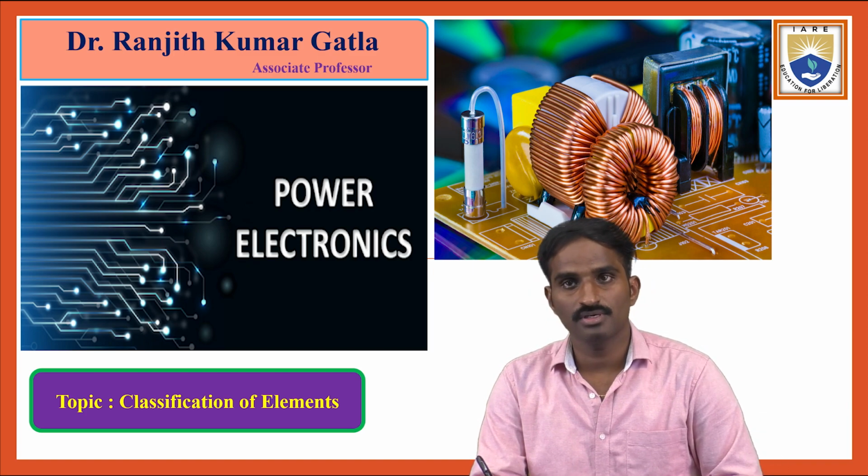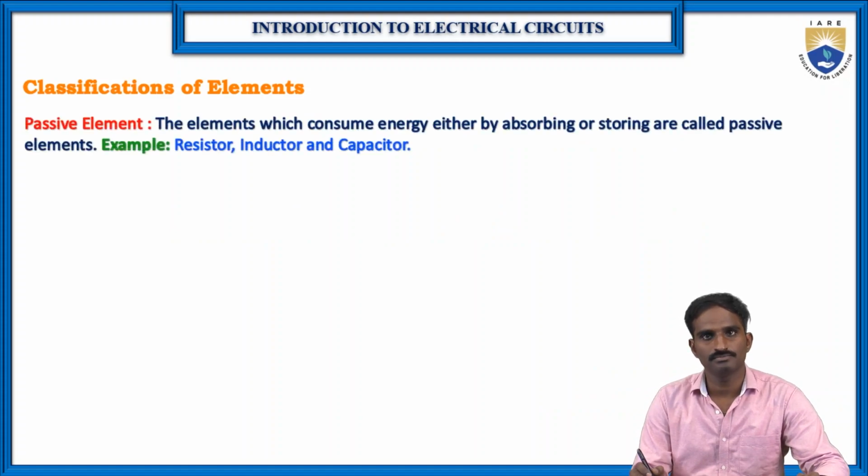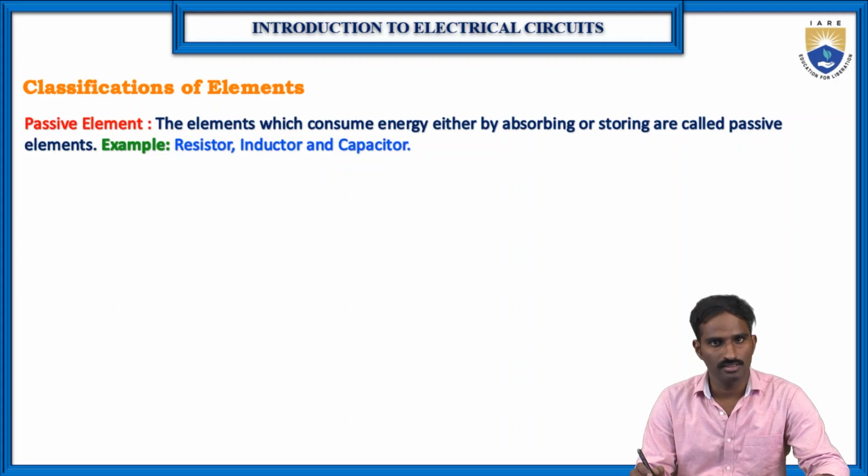So in the previous class, we discussed the different classification of the elements. Majorly we discussed the active elements. In the active elements, there are independent sources and dependent sources, and we also discussed ideal sources and practical sources. Majorly the two different types of active sources are voltage source and current source. In today's class, we are going to discuss passive elements.